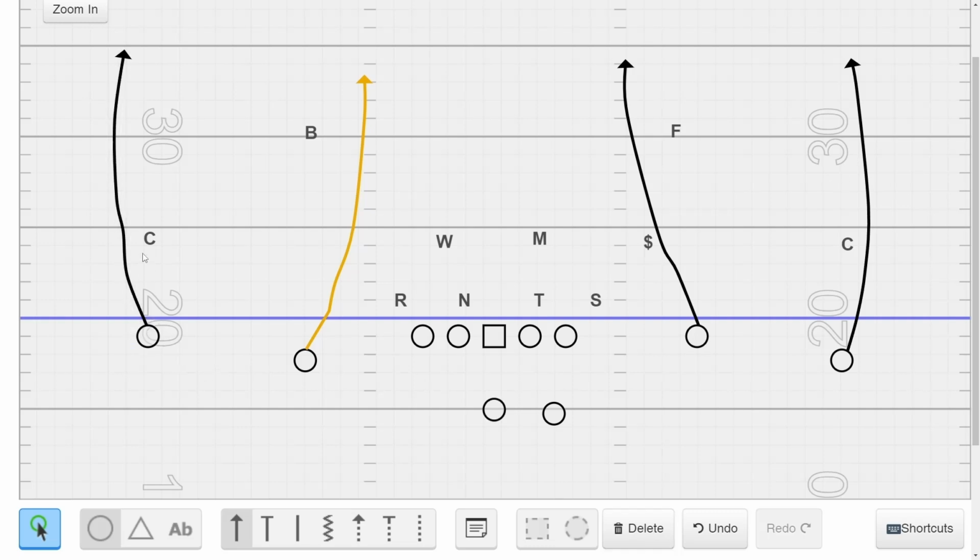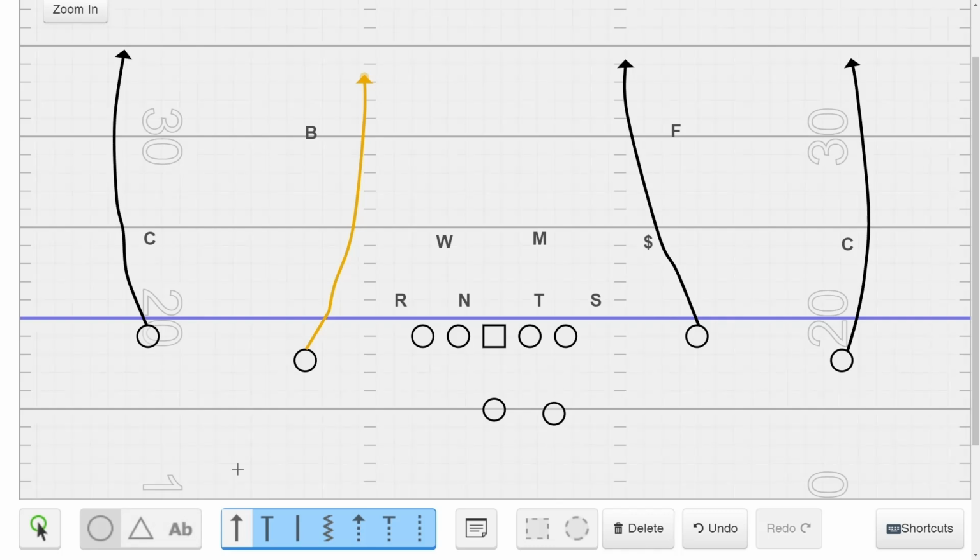Okay, that's where we want to take off. That's where we want to run our stem. When we get to our landmark, and for me, my landmark is 10 yards, if we are running with the defender or the defender is behind us, we're going to continue going vertical.